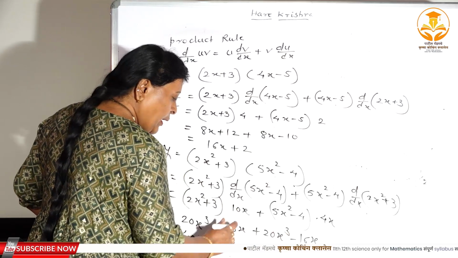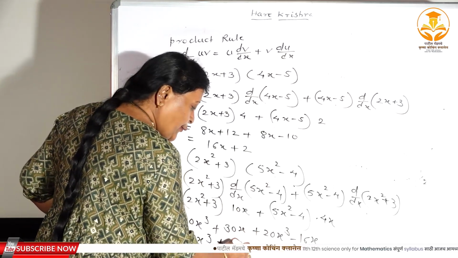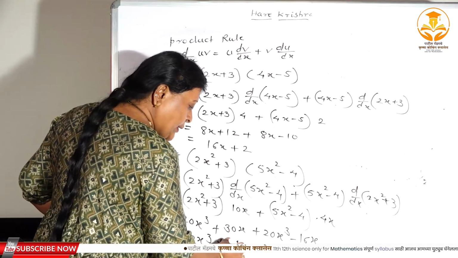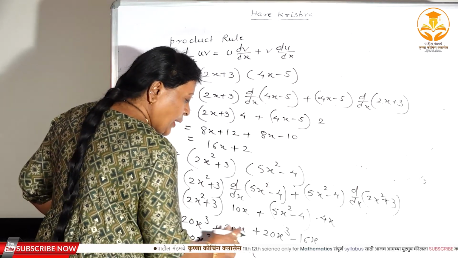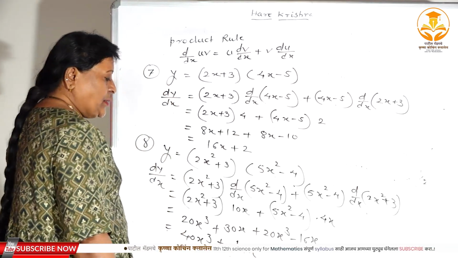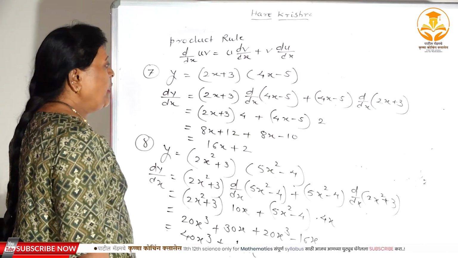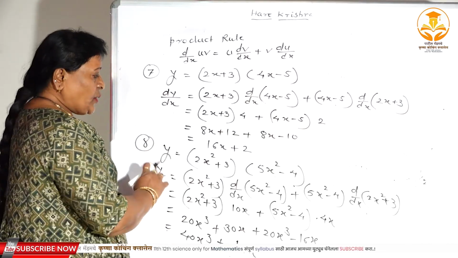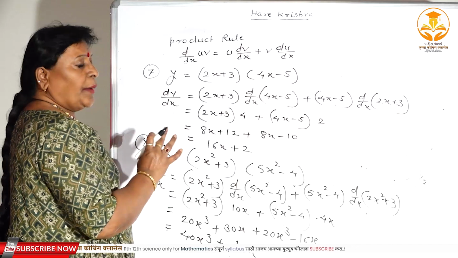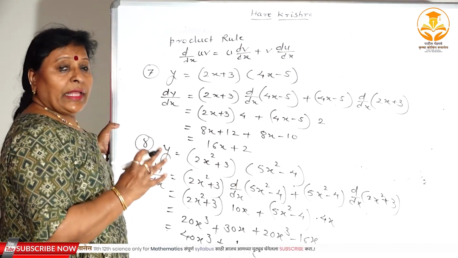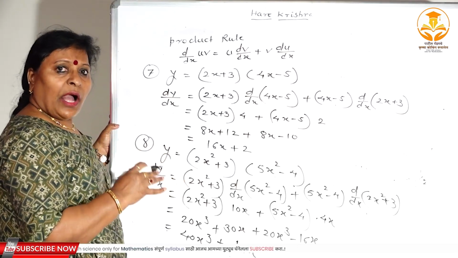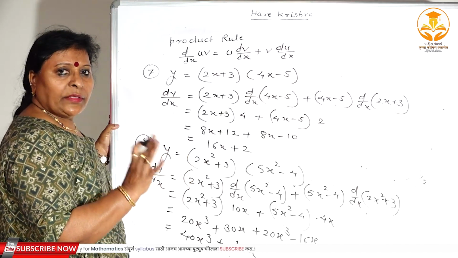you have got 10 minus 6 is equal to 4, and here 3 minus 2 is equal to 1, 14x. 30x minus 16x is equal to 14x. This is about the product rule, isn't it? So here we have studied the product rule. Whenever there is a multiplication of 2 functions or 3 functions, then you have to apply the product rule.